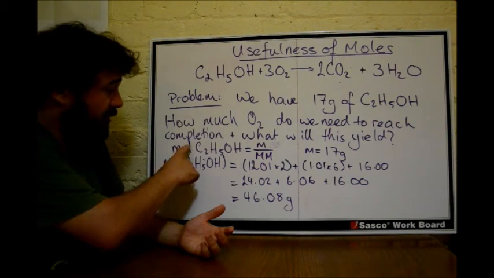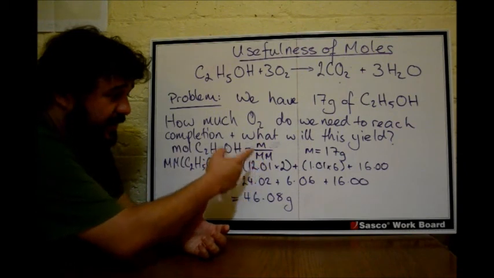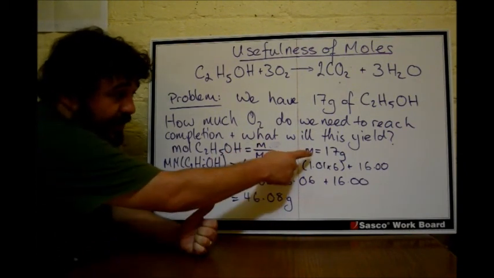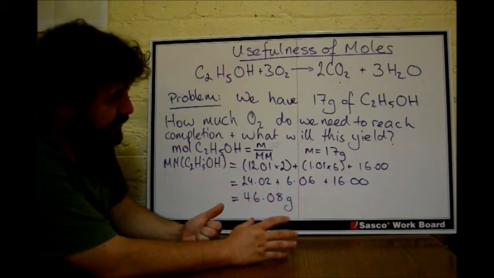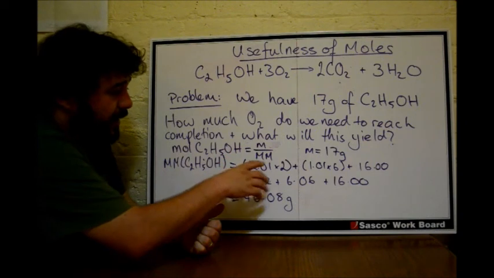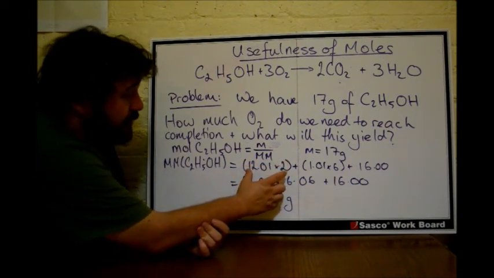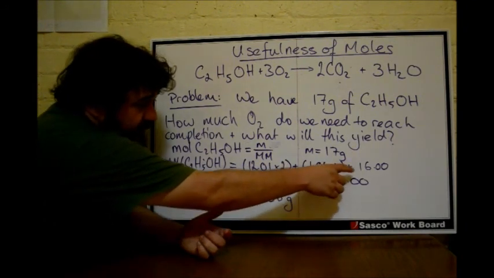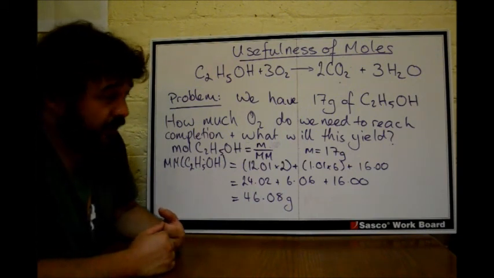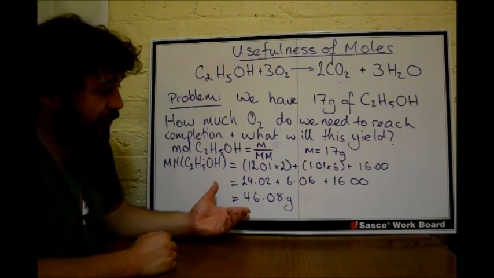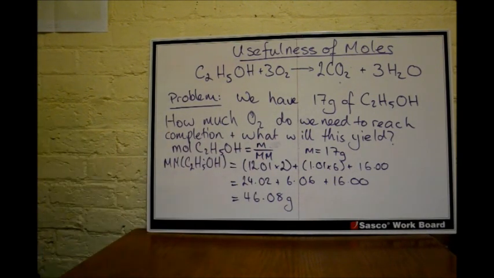Alright, so the moles of ethanol is, again, mass over molecular mass. We know the mass, that's given to us in the question, 17 grams. It's the only number given to us, and we have to work out the rest. The molar mass is your carbons added together, all your hydrogens, your oxygens put together. It is 46.08 grams. Now, again, that's not the mass we have, that's the molar mass. So remember these numbers, 46.08 and 17 grams.